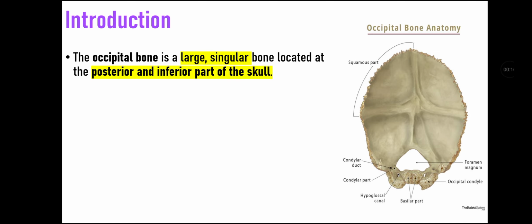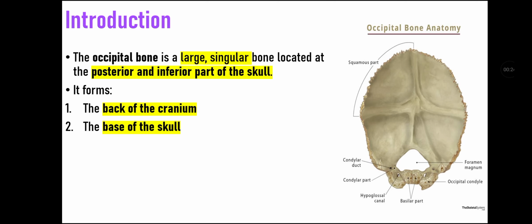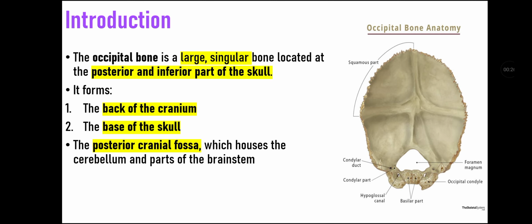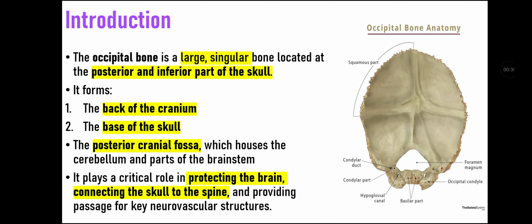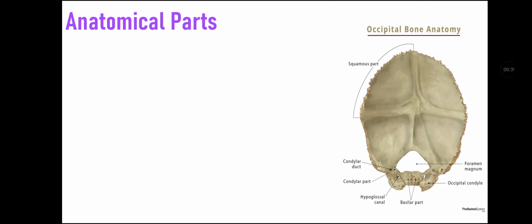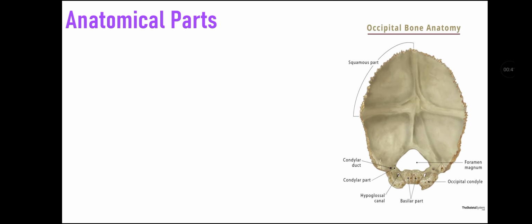The occipital bone is a large singular bone that is located at the posterior and inferior part of the skull. It forms the back of the cranium and the base of the skull. It forms the posterior cranial fossa, which houses the cerebellum and parts of the brainstem. It plays a crucial role in protecting the brain, connecting the skull to the spine, and providing passage for key neurovascular structures. Now let's talk about the anatomical parts of the occipital bone.